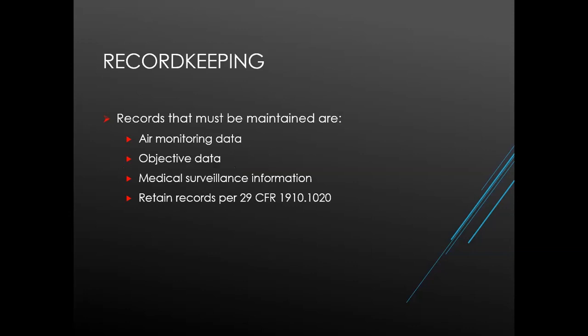For record keeping, records that must be maintained are air monitoring data, objective data, and medical information on the employee. This shall include the name, a copy of the physician's and specialists' written medical opinions, and a copy of the information provided to the physicians and specialists. And keep all of this information in accordance with 1910.1020, the record keeping standard.